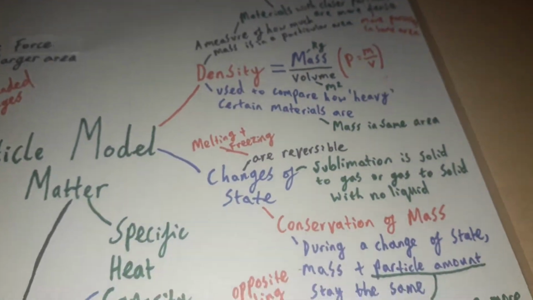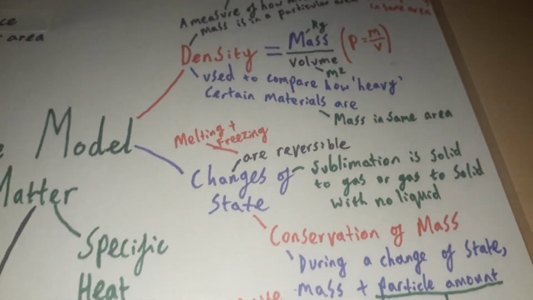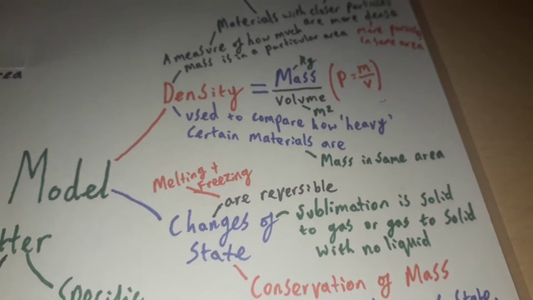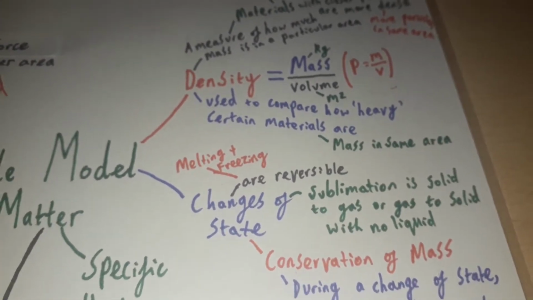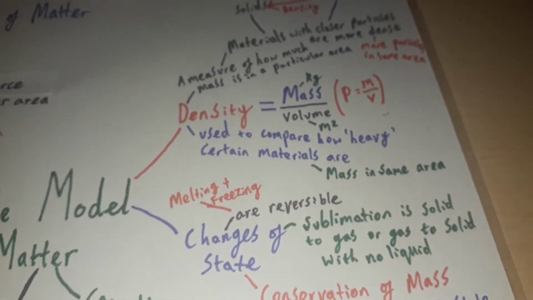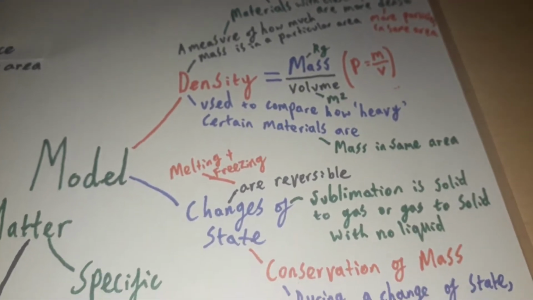So next, let's look at changes of state. Changes of state are reversible, such as melting and freezing, because melting is turning a solid into a liquid, and freezing is turning a liquid into a solid. This process can occur on the same substance.